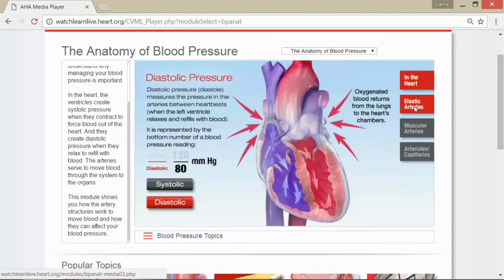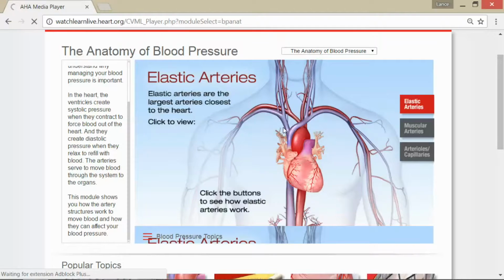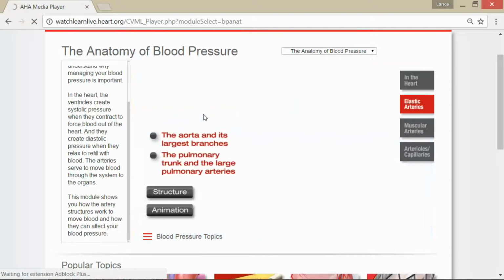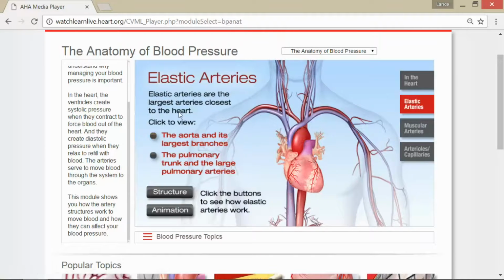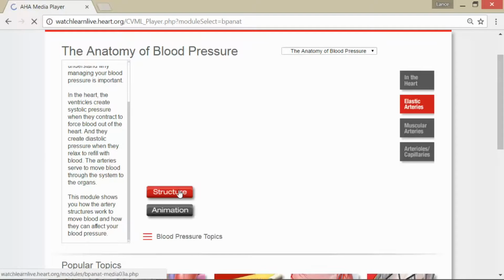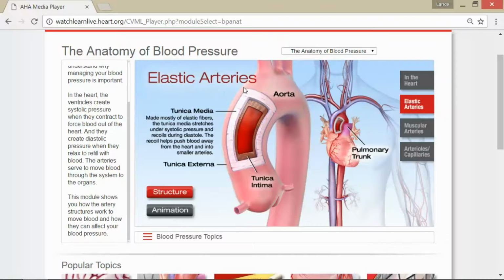Now, when we look at elastic arteries, we'll look at how elastic arteries are the largest arteries closest to the heart. That includes the aorta and its largest branches right here, and then we also have the pulmonary trunk and the large pulmonary arteries right here. It's highlighted in that picture. So let's see the structure. When we click on the structure, we can see now the elastic arteries.